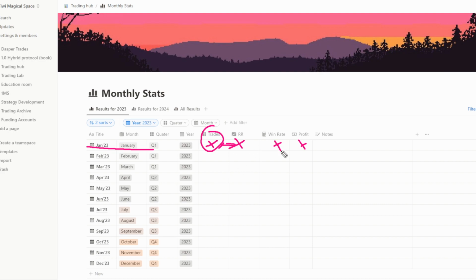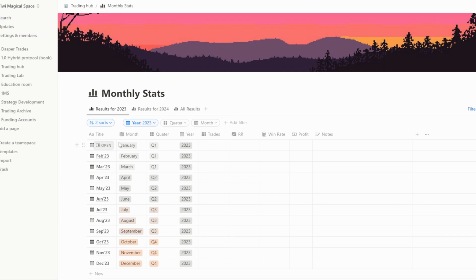Also, what I found just a little interesting is how my win rate is performing over the course of the whole year. But pretty much, I'm just tracking on a monthly basis the profit and how many opportunities I got.